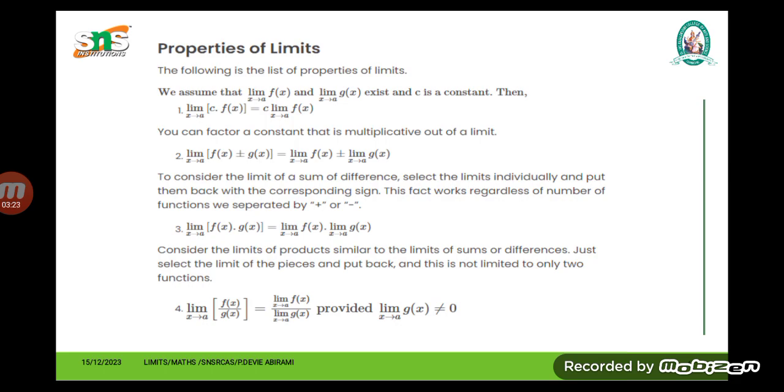My fourth property is the quotient property. That is, limit x tends to a of f of x divided by g of x. I am going to apply my limit to the numerator and the denominator separately. Therefore, it is the limit x tends to a of f of x divided by limit x tends to a of g of x. Here one condition is that my denominator should not equal 0. If it is 0, then my function will be infinity. 1 by 0 is infinity.